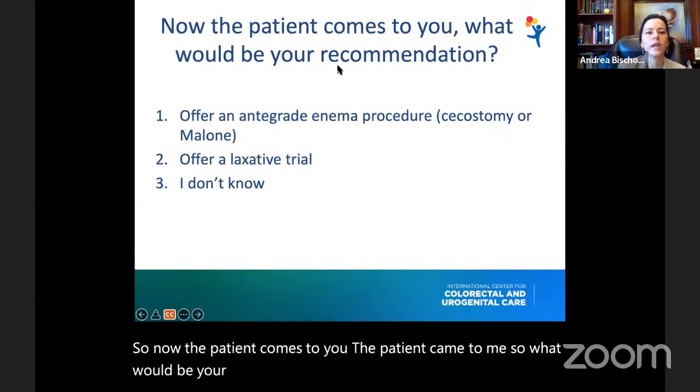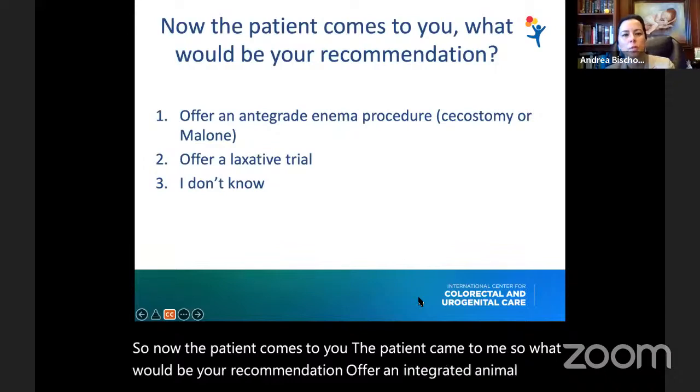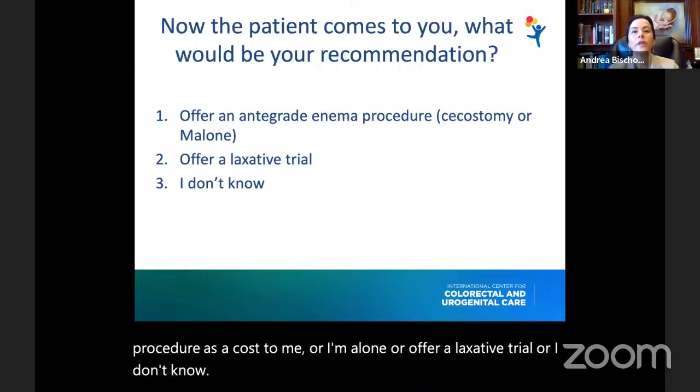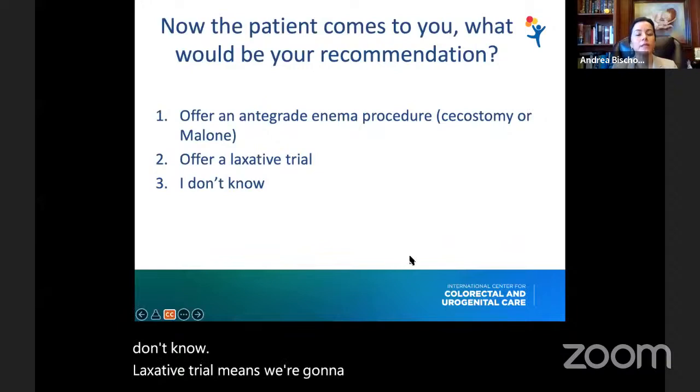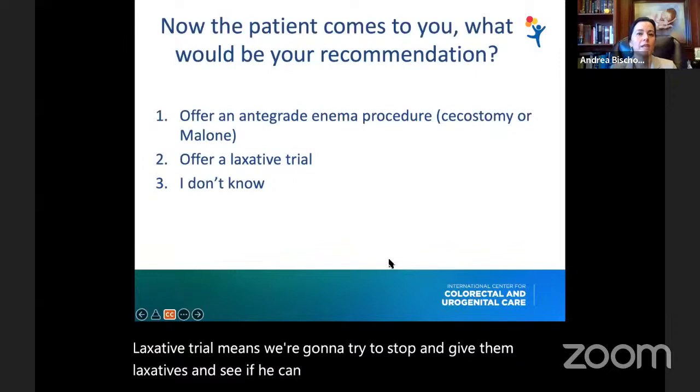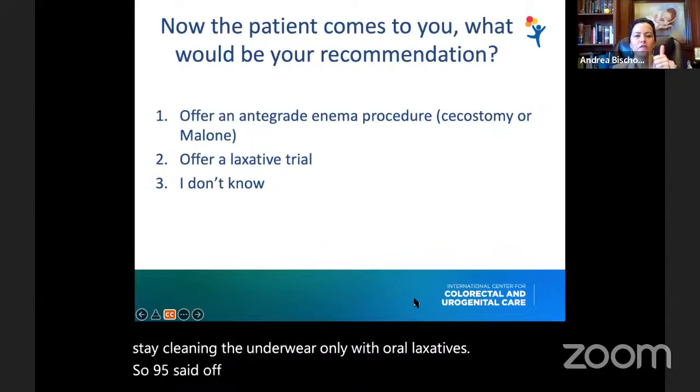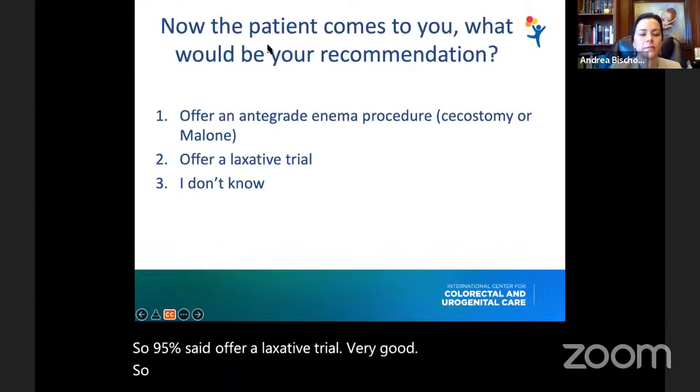Offer an antegrade enema procedure, a cecostomy or a Malone, or offer a laxative trial, or I don't know. Laxative trial means we're going to try to stop enemas, give them laxatives, and see if he can achieve voluntary bowel movement and stay clean in the underwear only with oral laxatives. So 95% said offer a laxative trial. Very good. That's what we did.